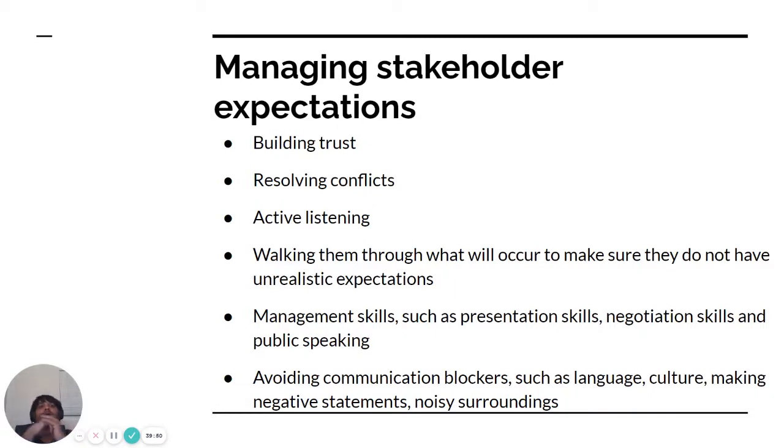Walking them through what will occur, to make sure that they do not have unrealistic expectations. Walking them through is whenever you are walking and talking with the stakeholders, understand their expectations. Sometimes they say that I need leather seats, but we don't have the budget for leather seats for the Tesla car. Unrealistic expectations are not good for the project, or for the stakeholders as well. So you have to set the record straight.